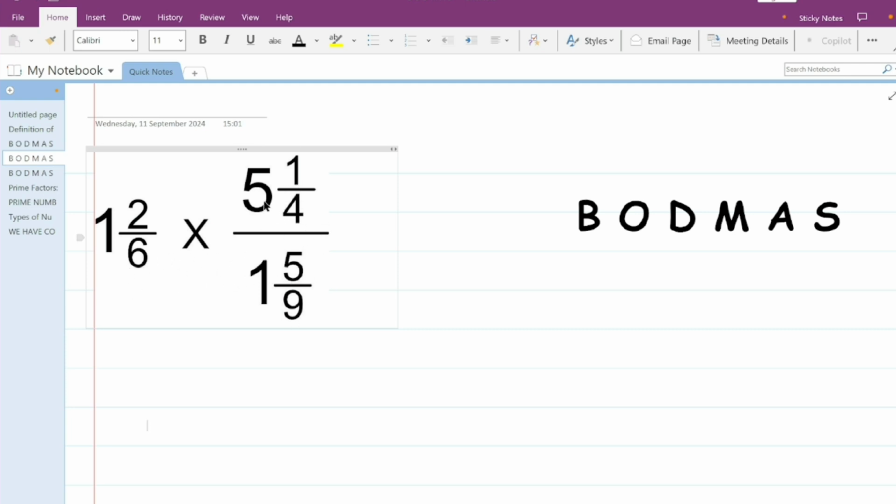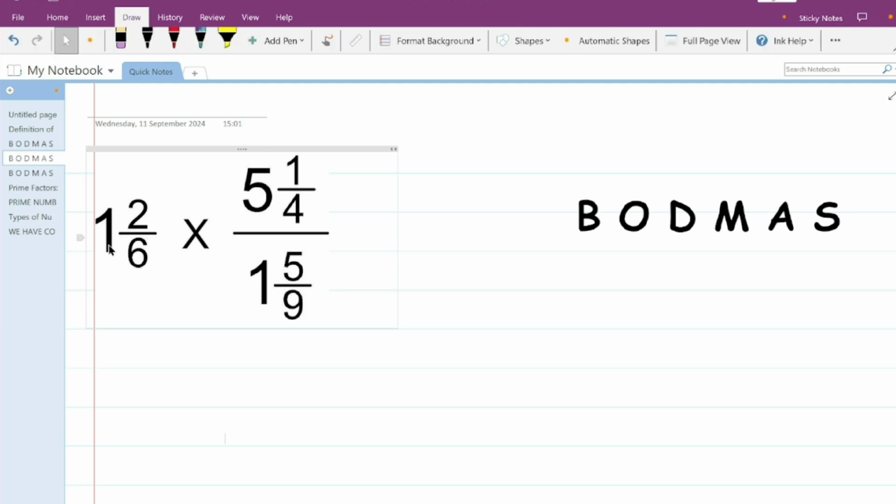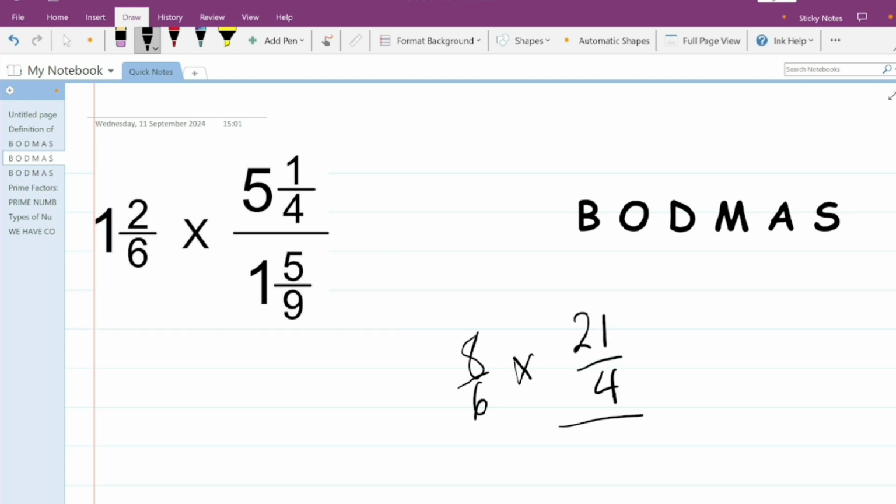So we start by converting all of them from mixed fractions to improper fractions. So we start with this. We go 6 times 1, 6. The result, which is 6 plus 2, that's 8. So we have 8 over 6 times. For this fraction, we have 5 times 4, 20 plus 1, that's 21. That's 21 over 4 over. Then we have 9 times 1, 9 plus 5, that's 14 over 9.